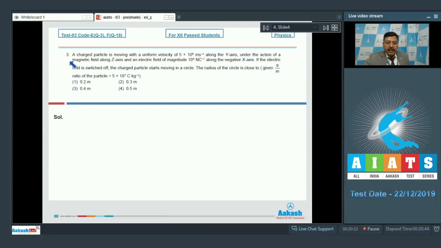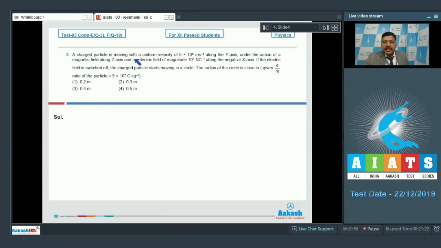Question 3 says, a charged particle is moving with a uniform velocity of 5 into 10 to the power 5 meter per second along the y-axis under the action of a magnetic field along z-axis and an electric field of magnitude 10 to the power 4 Newton per Coulomb along the negative x-axis. If the electric field is switched off, the charged particle starts moving in a circle. The radius of the circle is close to, and it's given Q by M ratio of the particle is 5 into 10 to the power 7 Coulomb per kg. And we have these four options given.